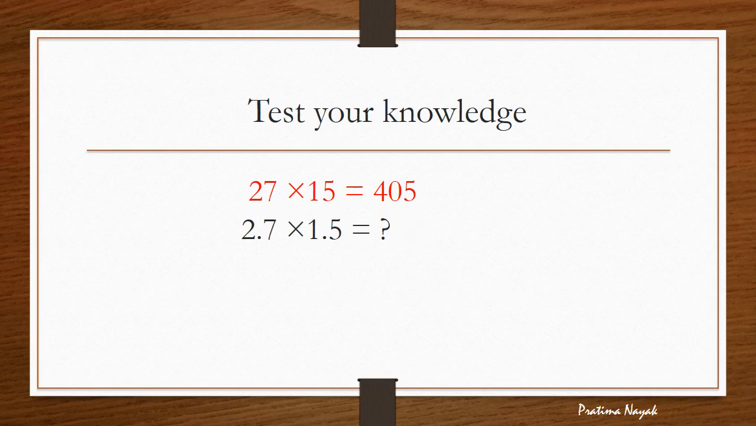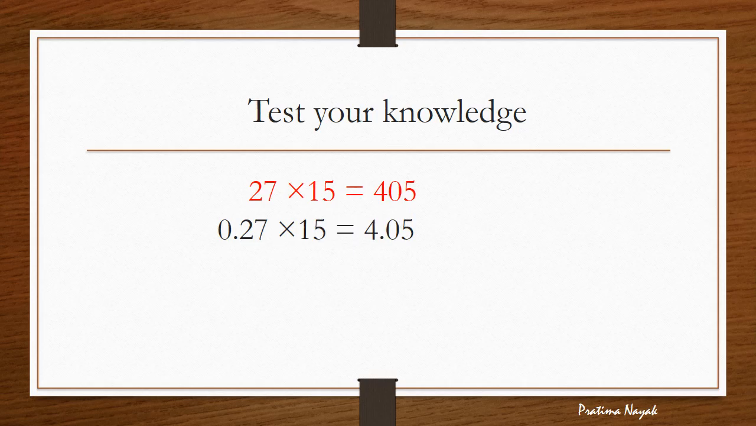Next, 2.7 multiplied by 1.5. From this result, you will write the answer without doing any multiplication. 2.7 into 1.5. Guessing? How many places do we leave from the right side? Two places. So the decimal will shift. It will be 4.05. Now 0.27 into 15. Guess? Yes, it will be 4.05.